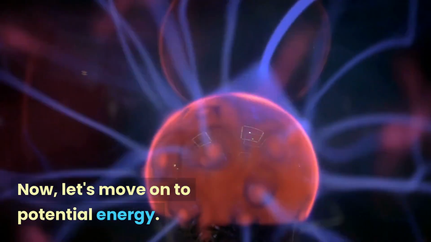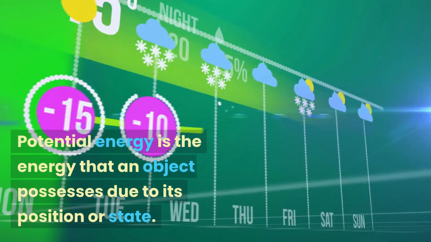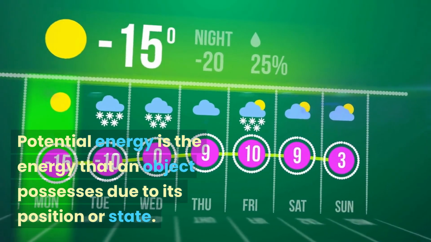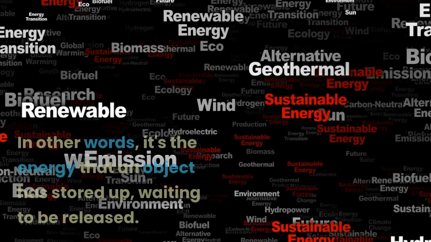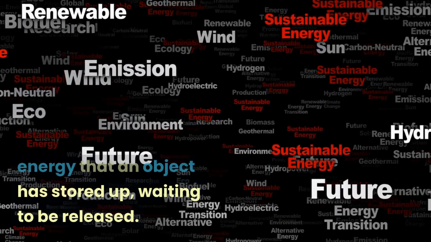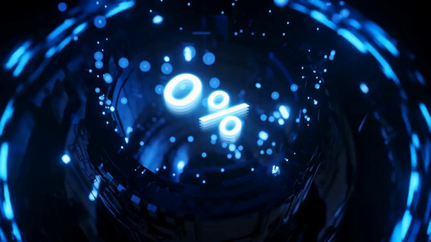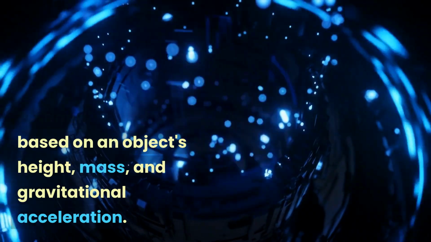Now, let's move on to potential energy. Potential energy is the energy that an object possesses due to its position or state. In other words, it's the energy that an object has stored up, waiting to be released. Potential energy is based on an object's height, mass, and gravitational acceleration.